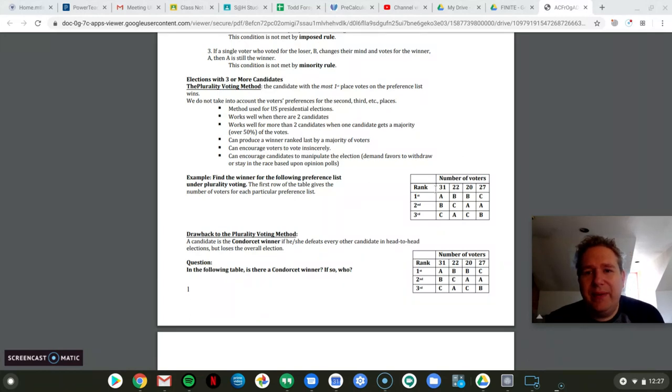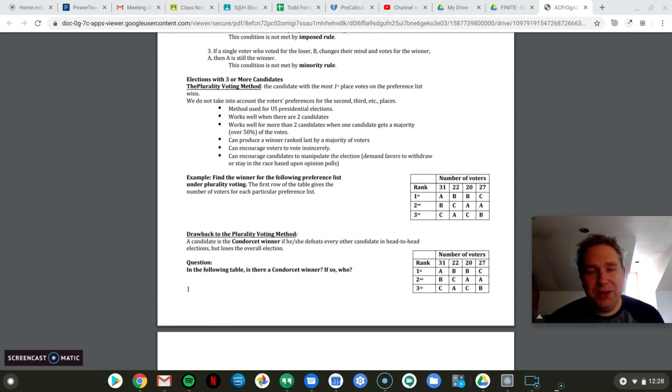We see here that 31% of the people that voted liked candidate A for best, candidate B second best, and candidate C last. 22% of people that voted liked B best, C second, and A third. 20% of people ranked them this way, and 27% of people ranked the candidates this way. And so who wins the election when that happens? Well, there's a bunch of different ways we're going to look at for how you can answer that question.